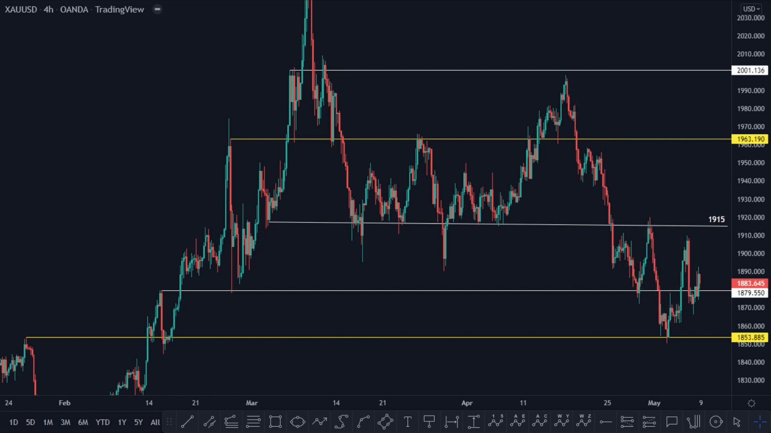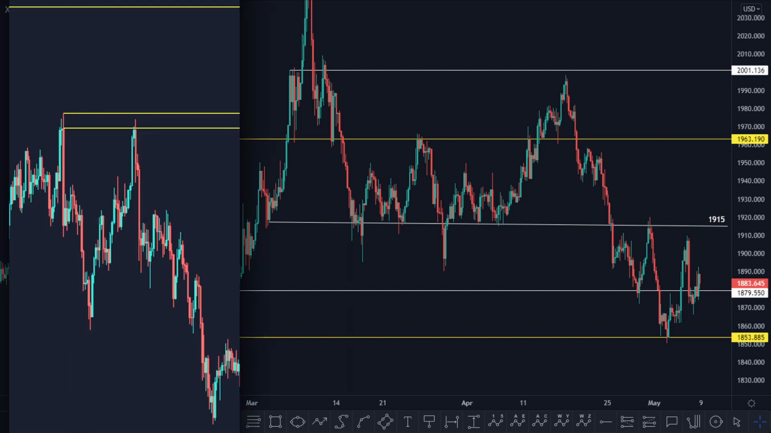Since price made bottom near 1853 before FOMC and it goes up after FOMC, for a short time we can say price has made bottom or a sideways correction has been started, a new sideways range. For that range 1853 is our support and 1915 is our resistance, and these three are our key support and resistance.